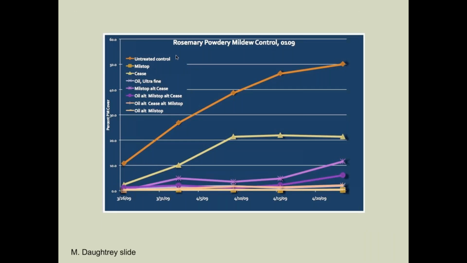Here's another one, just looking at rosemary powdery mildew. And down at the bottom in purple and pink, we've got Milstop alternating with Cease, and we've got a horticultural oil alternating with Milstop and alternating with Cease. And then right down the bottom, oil alternating with Milstop. So again, works on powdery mildew. Those products are all approved for use on an edible crop as well.